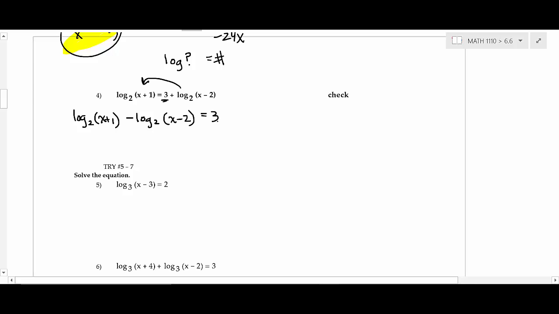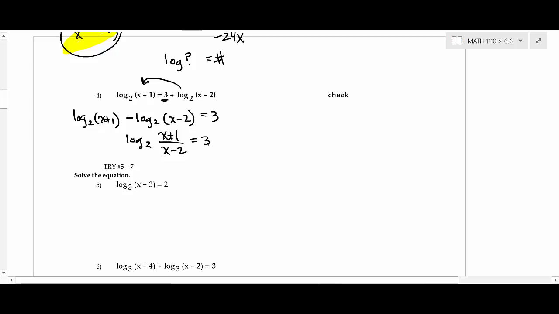Now how do you put those 2 logs into 1 log based on the properties we learned? It's the fraction one, the quotient, since the difference goes into the fraction. So this would go like this. We'd say log base 2 of (x plus 1) over (x minus 2) is equal to 3.